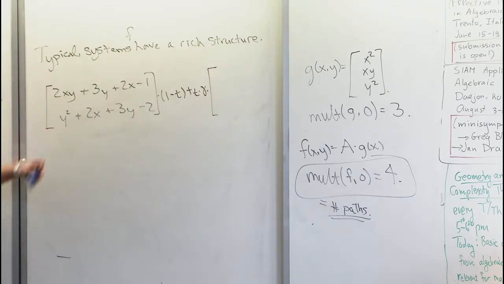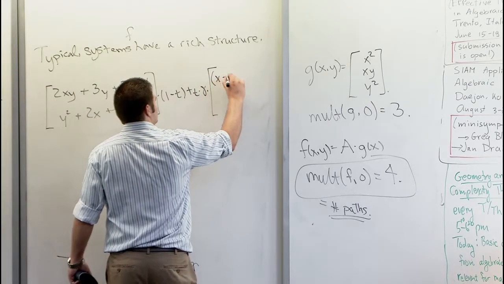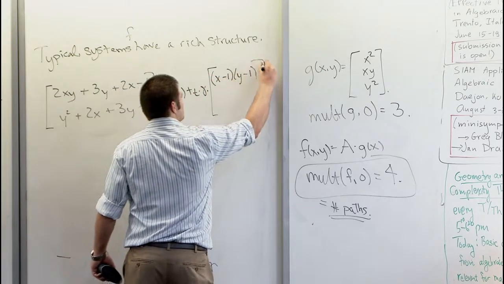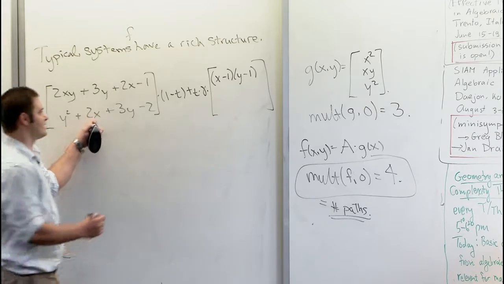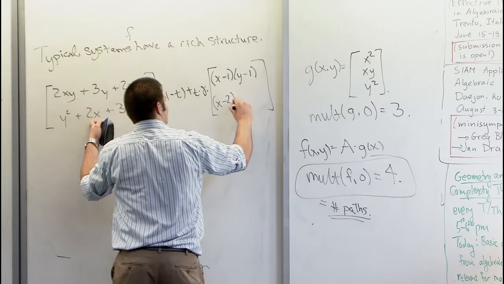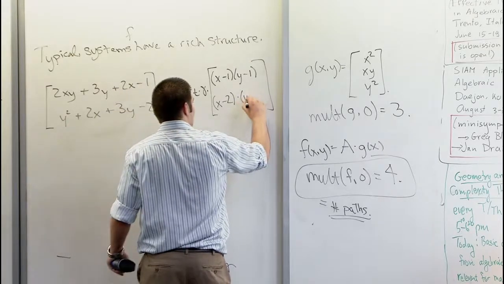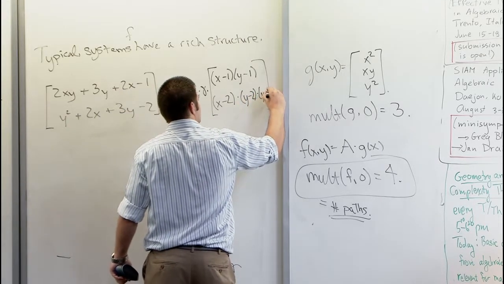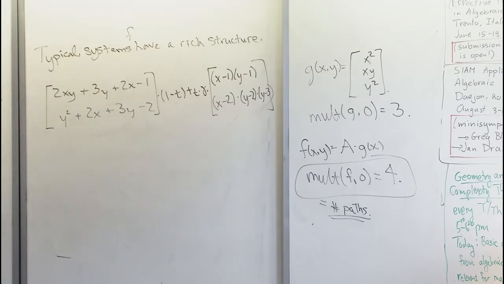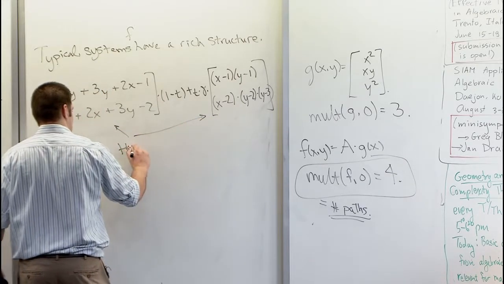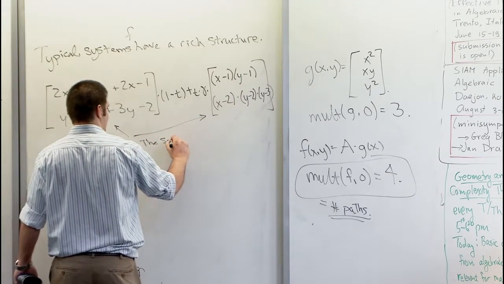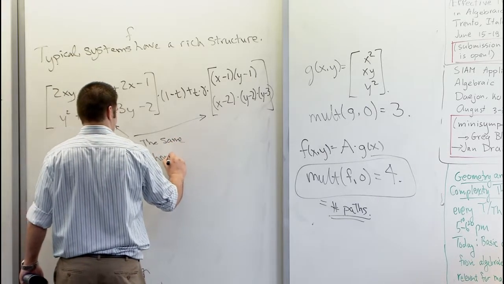So this is linear in x and y. So pick your favorite linear in x and y, x minus 1 times y minus 1. This is linear in x, so pick your favorite linear in x, and then quadratic in y. And so there you go. These both have the same 2-homogeneous structure.